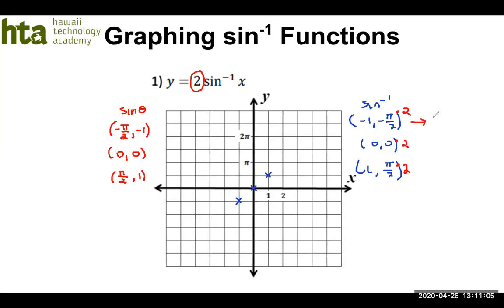So what I'm really going to be plotting down, the x didn't change at all, it's going to stay. But the y, what's negative half pi times 2? That's negative pi. When I times 0 by 2, I still get 0, so that's going to stay 0, 0. And when I times pi over 2 by 2, I get positive pi. So these are my transformed points using this 2 right here. I multiply every single y value by 2. So my points I am plotting are -1, negative pi, 0, 0, and 1, positive pi. Those are my 3 points that I need to graph, and this is what my function looks like.